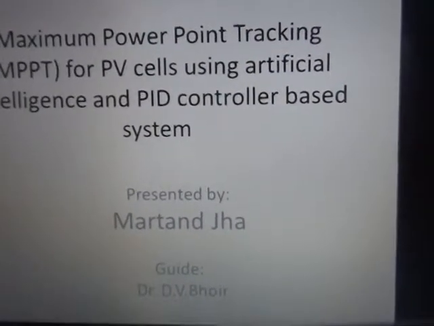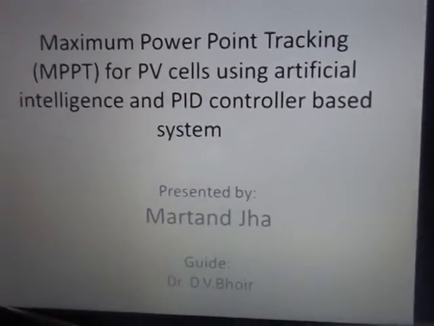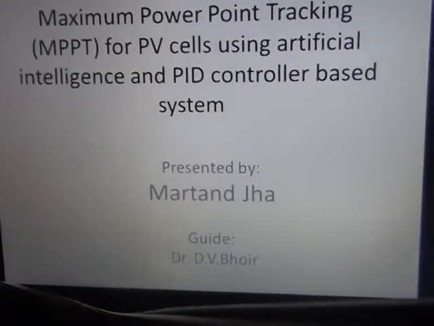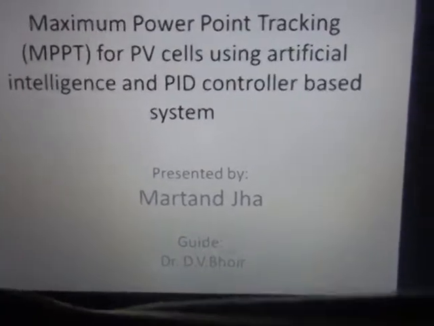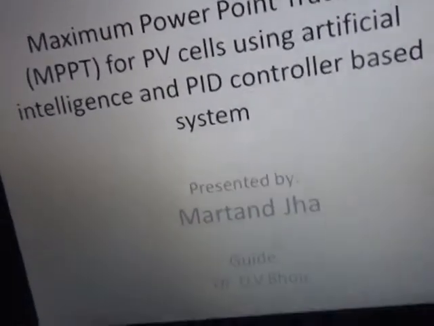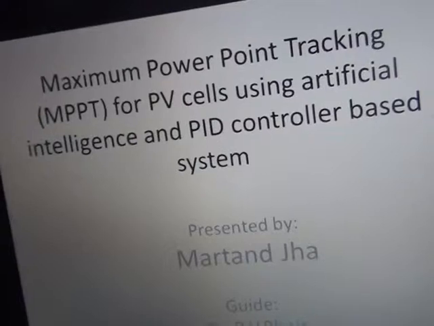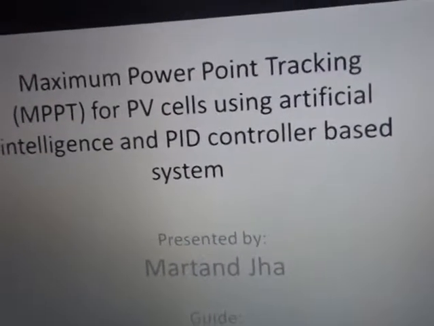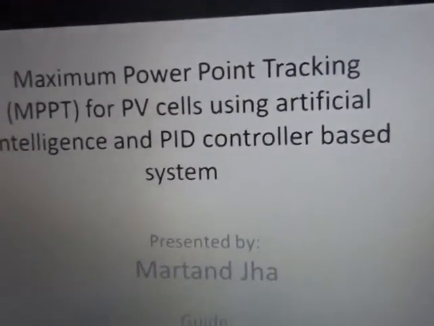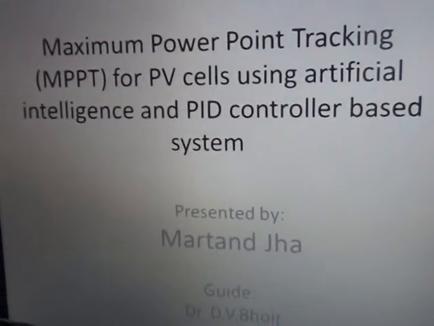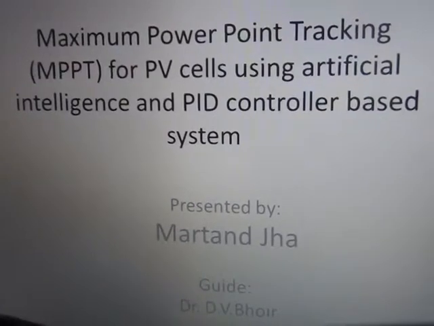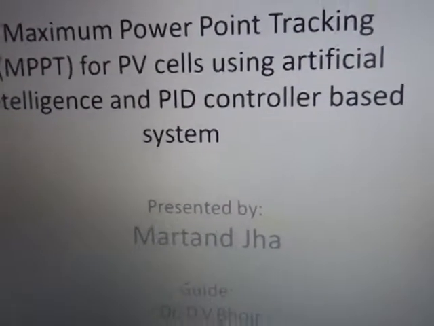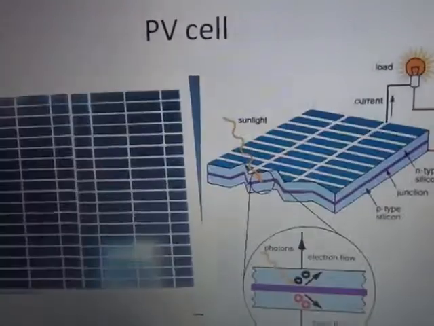So maximum power point tracking means we are tracking a point where the power goes maximum and that is transferred to the PV cell using artificial intelligence, because our system modifies itself by a neural network programming which keeps on updating its data, and PID controller based system because P, I and D are the three decisions taken in parallel and accordingly a combined decision is taken. That's the title of my project.